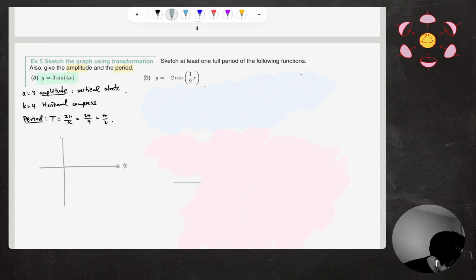Here's x, here's y. So let's start with the amplitude. Previously, the sine would only go between -1 and 1, but now it's going to go between +3 and -3. So let's go up 3, down 3. Now, the interesting part is the period is now pi over 2. So pi over 2 means the period is really short. So I have to cut up pi over 2 into 4 pieces.